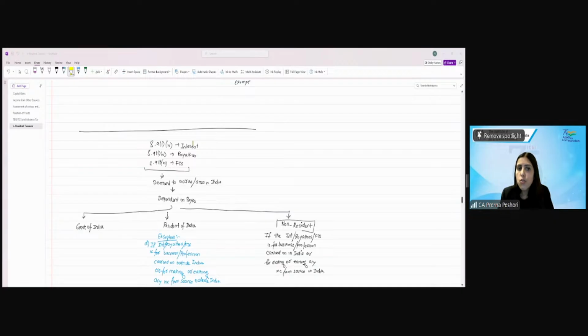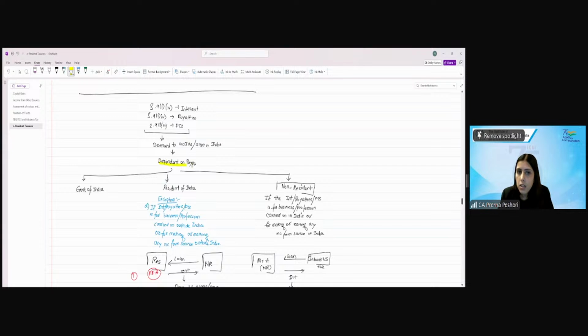So the source rule for all of this is the same. It is dependent on the payer. Where is the payer? If, for interest, royalty and FTS, the payer is the government of India, interest, royalty, FTS shall be deemed to accrue or arise in India. Are we clear? If the payer is a resident of India, interest, royalty, FTS shall be deemed to accrue or arise in India.